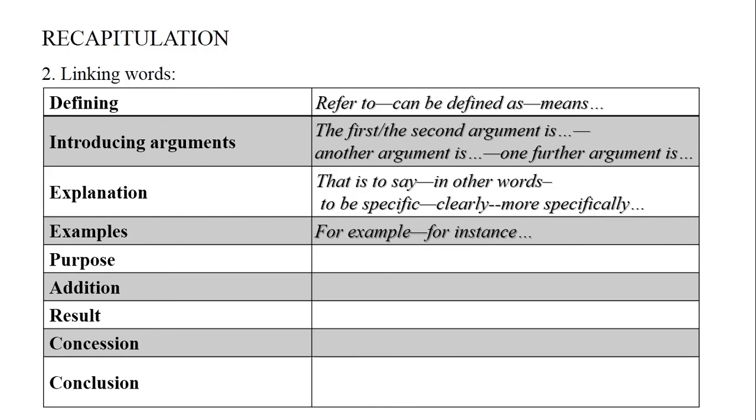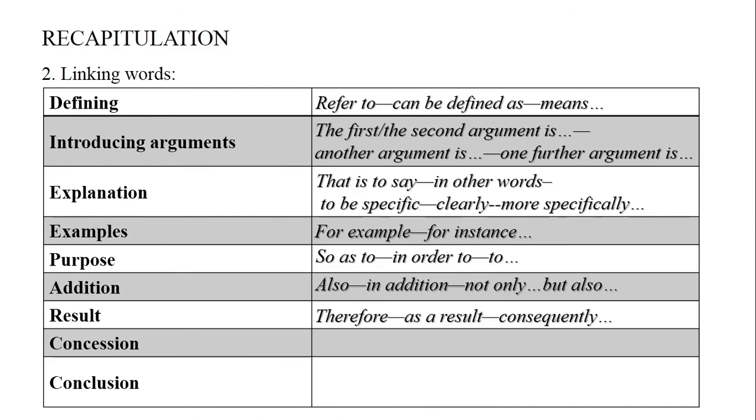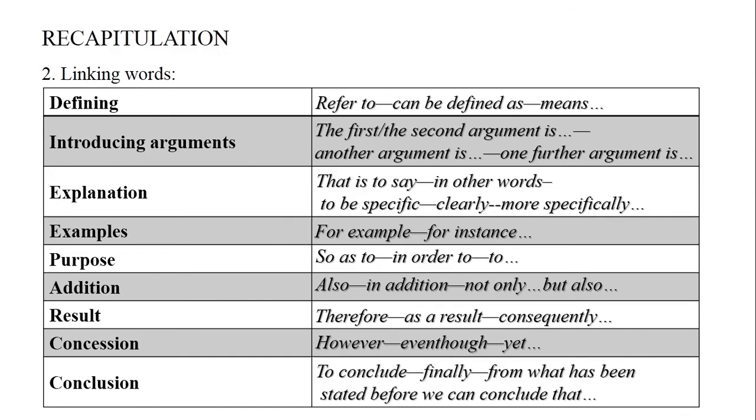For expressing purpose, we have seen purpose in functions. Yes, we have so as to, in order to, and to. Then we have addition. What do we use in addition? Okay, we have also, in addition, not only but also, etc. For result, we use therefore, good, as a result, consequently, excellent. For concession, yes, however, even though, and yet. Conclusion, we may use to conclude, very good. Finally, from what has been stated before, we can conclude that. Yes, these are some linking words that you may need in dealing with argumentative essays.